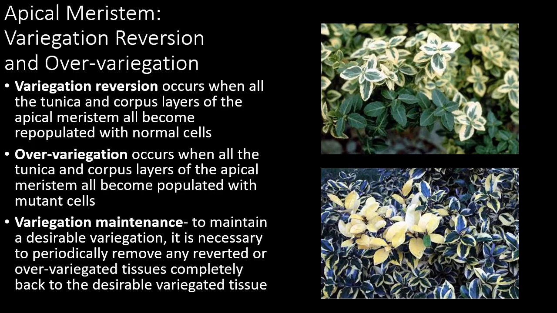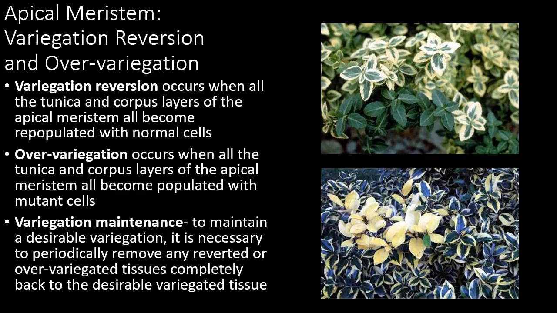Variegation reversion occurs when all of the layers of the tunica and the corpus are repopulated with normal cells. So you might have a variegated plant in your yard, and then it throws a shoot that is entirely green and not variegated at all. That just means that the normal cells have retaken over all of the layers of the apical meristem with those normal green cells. And in order to maintain the variegation of a plant, you would want to maintain the variegation by pruning out any reverted stems all the way back into normal variegated tissue.